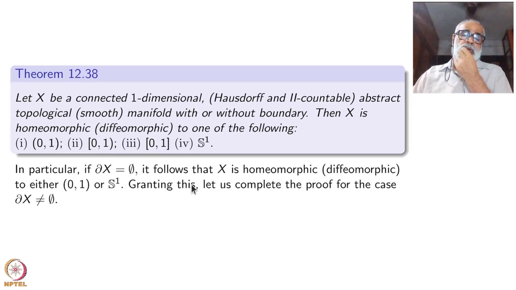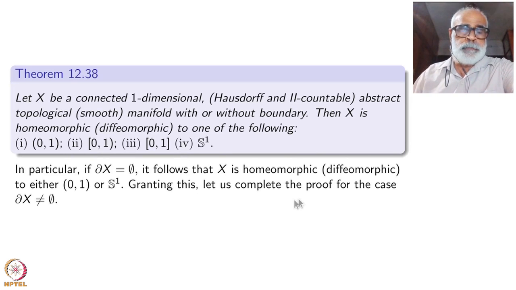Now, the first thing I will do is, granting that we know the classification for manifolds without boundary, namely boundary of X is empty. Okay, what are the two? Then I will get only this one and this one, first one and last one. I will complete the classification for all of them. That means when you allow boundary, you will have two more.